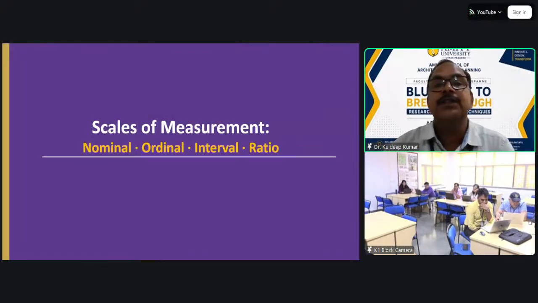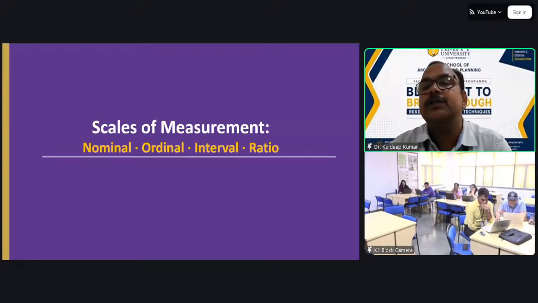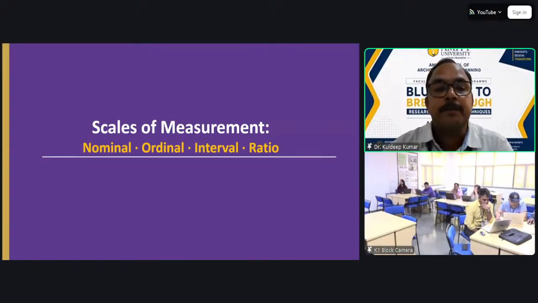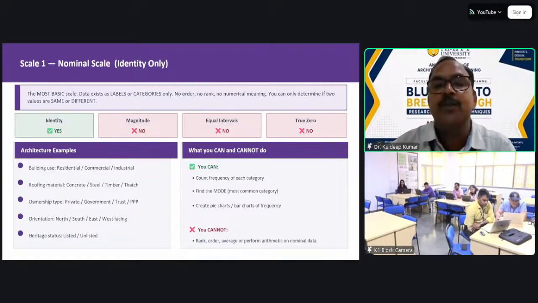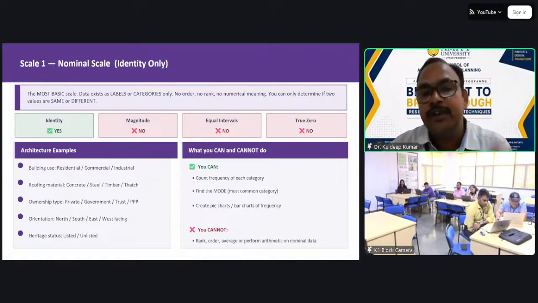So coming to the next, about the scales of measurement. Actually, this was introduced by psychologist Stevens way back in the 1940s, and still this is used in research worldwide. So coming to the nominal scale, which is the most basic level of measurement. The only information it carries is, are these two things same or different, it is like the identity only of any data.